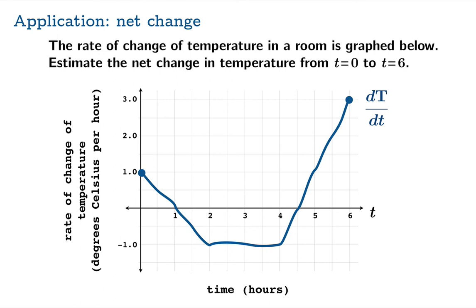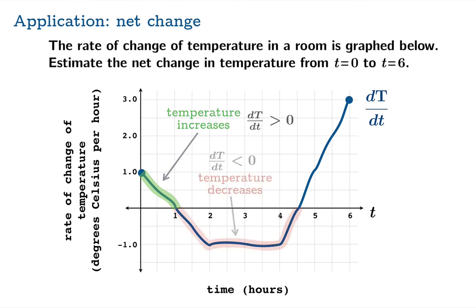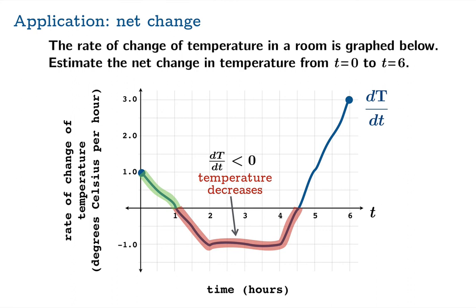Let's make sure we understand what's going on here. For the first hour, the temperature is actually increasing because the derivative function is positive. And then from hour 1 to 4.5, the temperature decreases because the derivative is now negative. And then finally, the temperature increases again from time 4.5 to 6. The question now is, what is the net change?